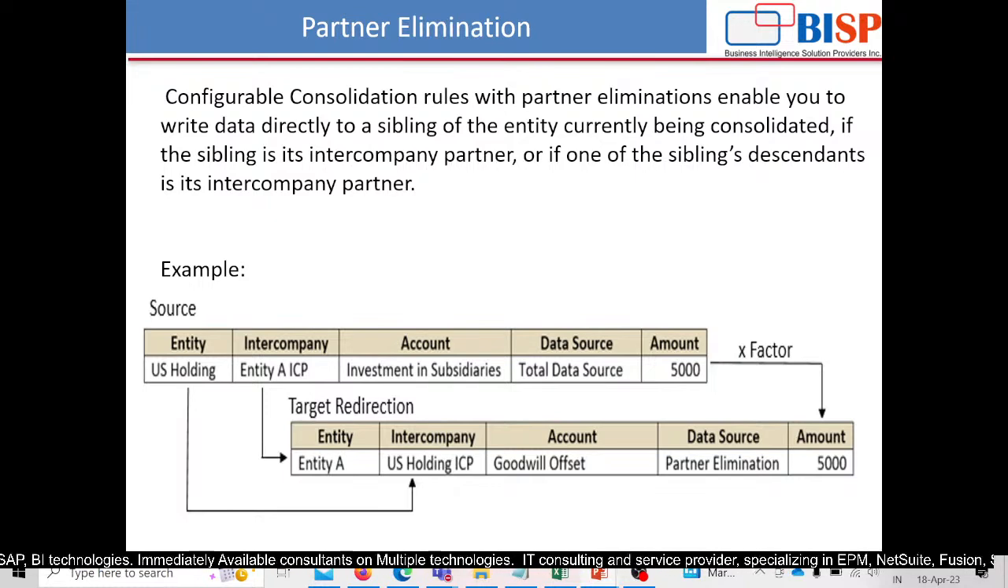In the example given below, US Holding has an investment in company A, which is its sibling. This is recorded in the investment in subsidiary account with company A as the intercompany partner member. When we use partner elimination, the value in the investment in subsidiary account is written to company A's goodwill offset account with US Holding as the intercompany partner member.